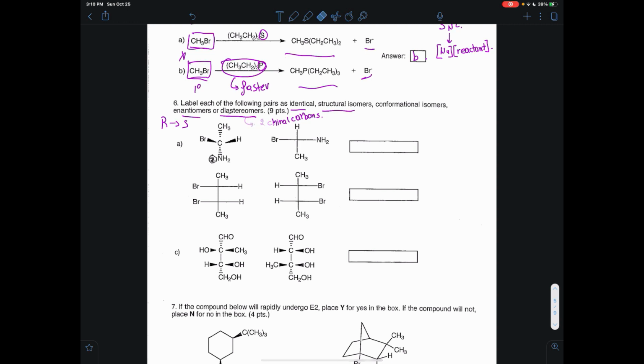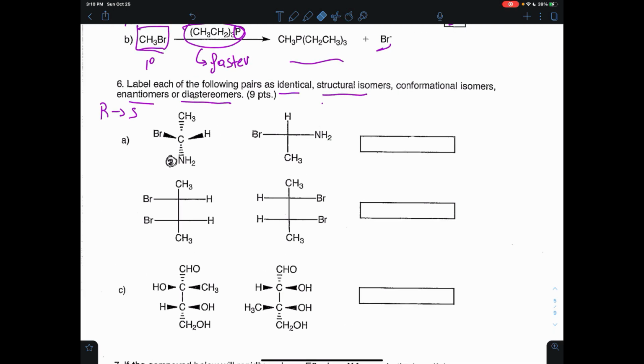I don't think there's a diastereomer example here. No, I would like to have one. Maybe I'll pull up one and then add it to here. So let's compare these two. This is a Fischer configuration, so that means that this is a wedge here, this is a wedge here, and hydrogen and CH3 on dashes.